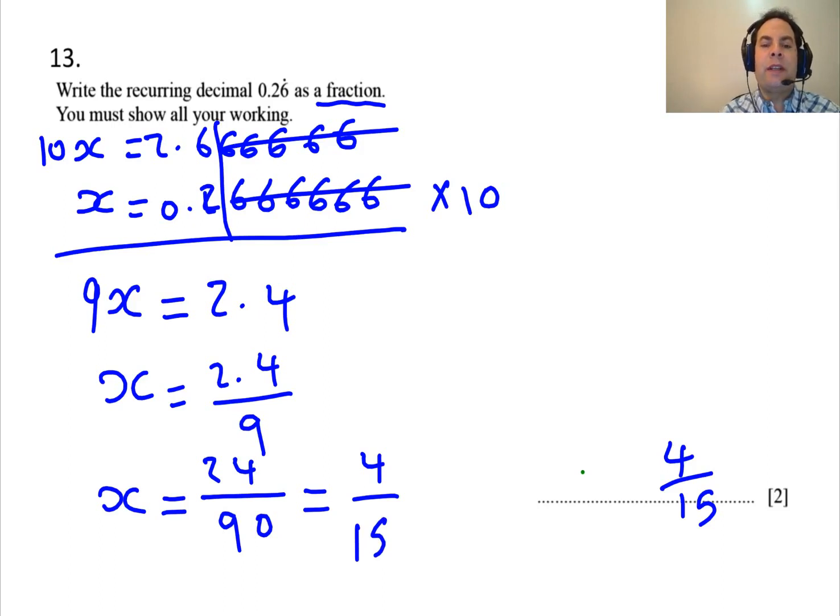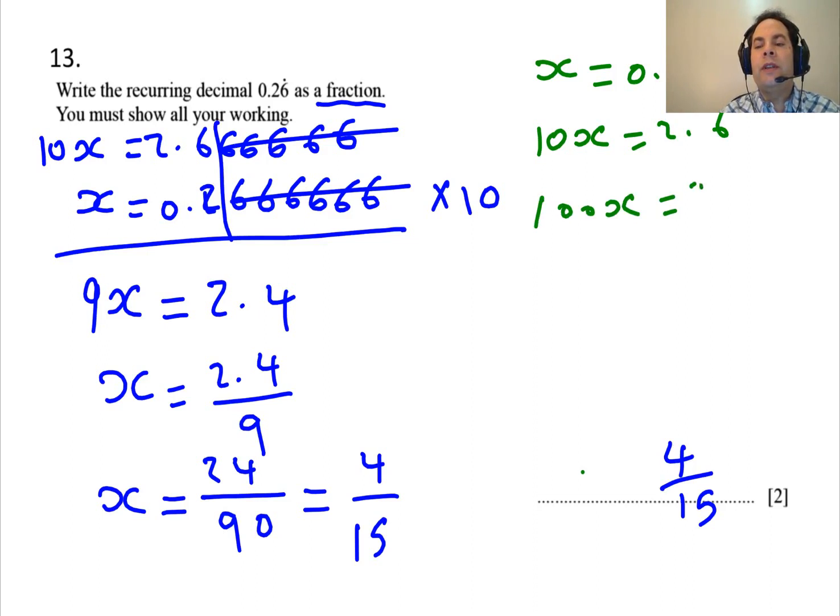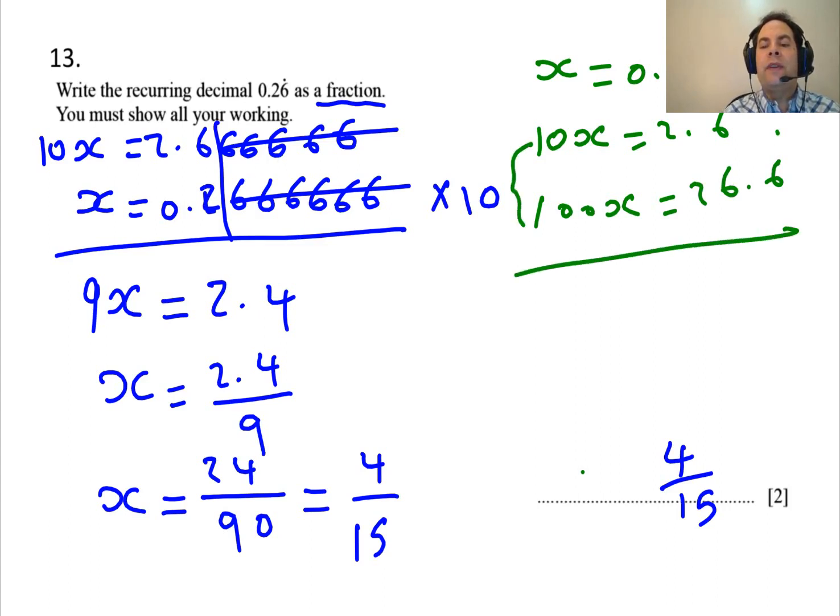Let me explain it again. If we write x equals 0.26 repeated, and multiply this equation by 10, so 10x is equal to 2.6 repeated. If we multiply it again by 10, so 100x is equal to 26.6 repeated. By subtracting the last two equations, 100x minus 10x is 90x.